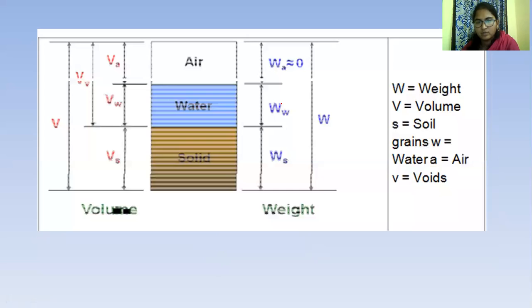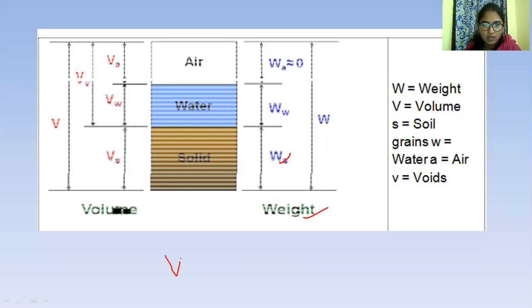Now we can discuss some of the basic definitions of geotechnical engineering. It is useful for our GATE exam also. One side is taken as volume, another side is taken as weight. Weight of solid, weight of water, weight of air equal to 0. And volume of solid, volume of water, volume of air.